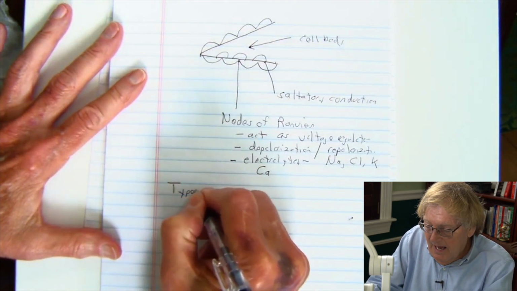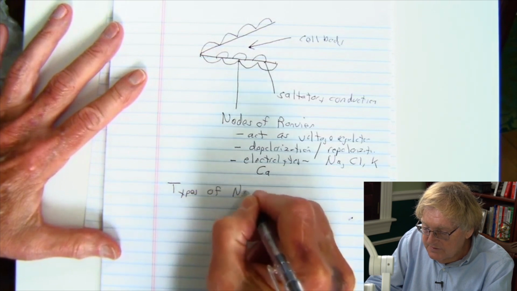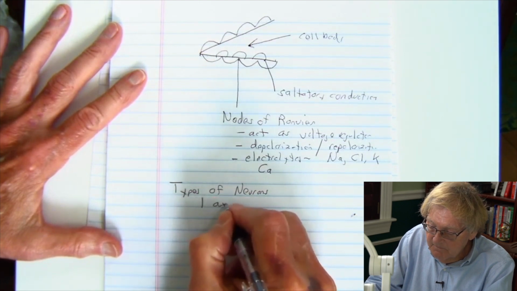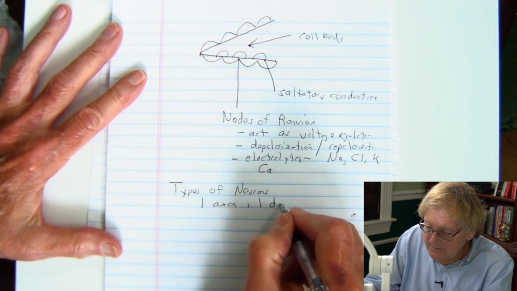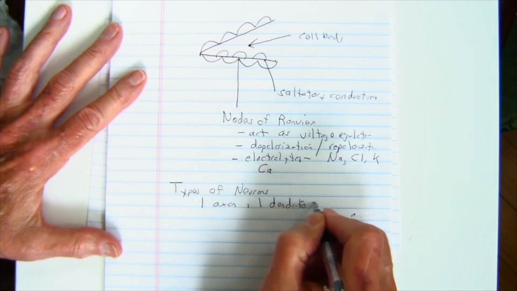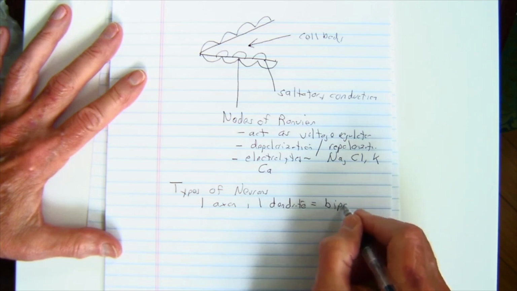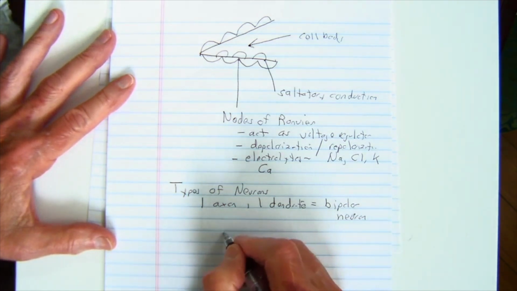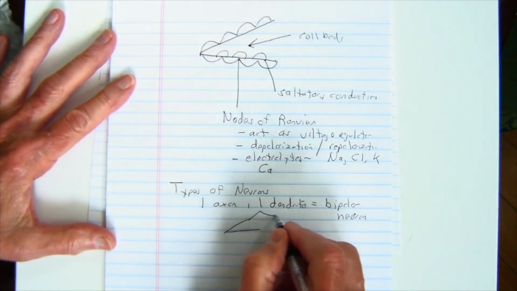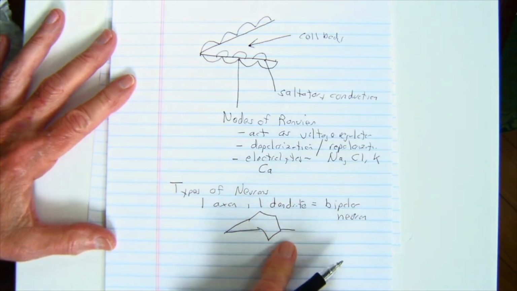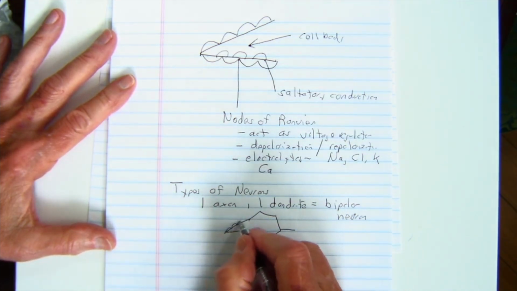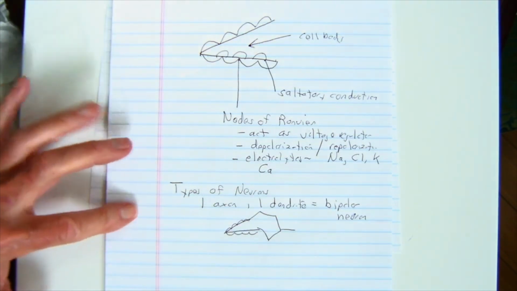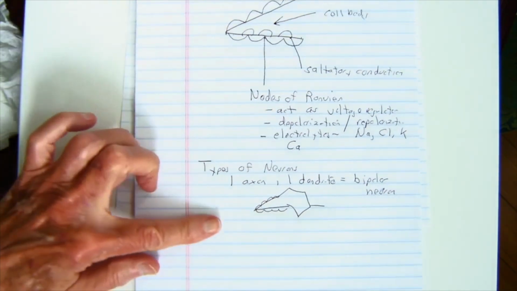I could spend hours and hours talking about the nervous system. But just think that if I've got one axon and one dendrite, it's going to be called a bipolar neuron. Two poles. It's got an axon, it's got a cell body, and it's got a dendrite. And of course, I'm always going to be putting this myelin sheath on here, because generally it's that myelin sheath that makes the white matter.